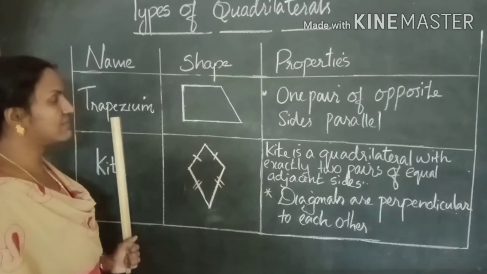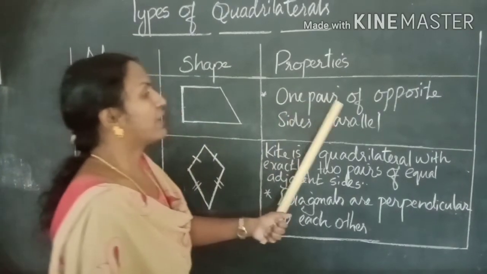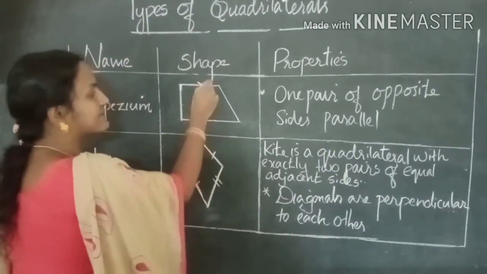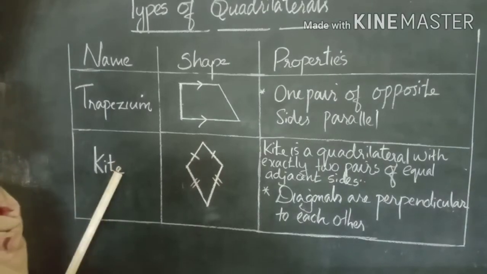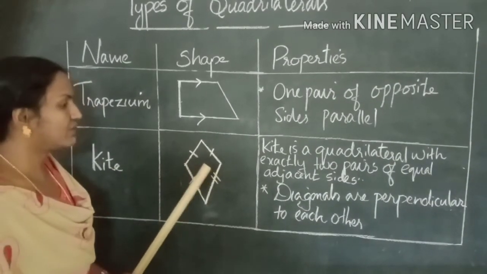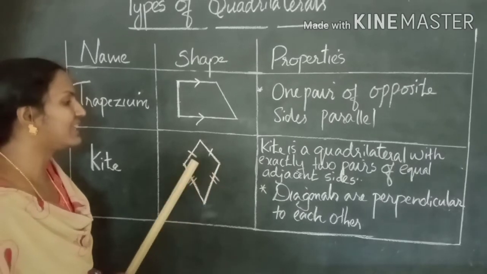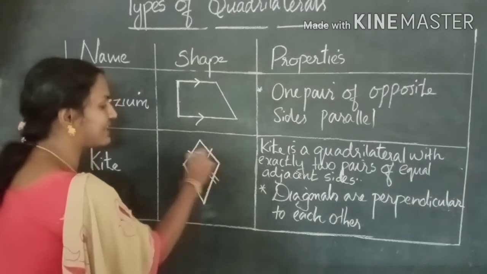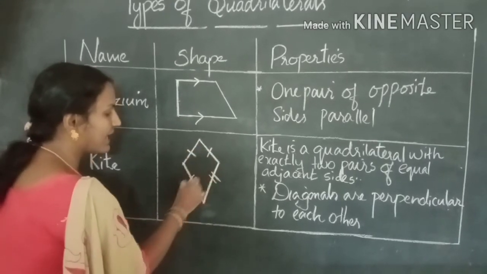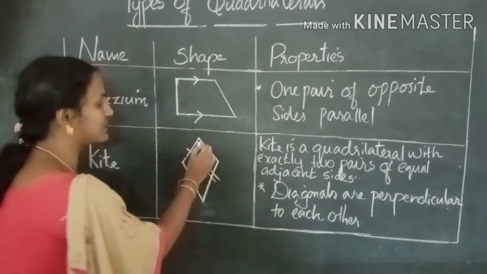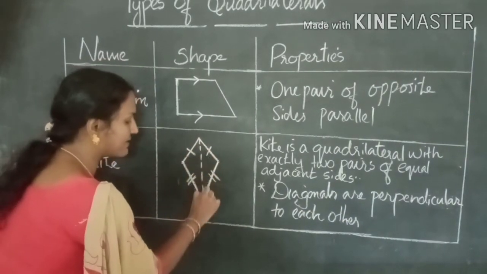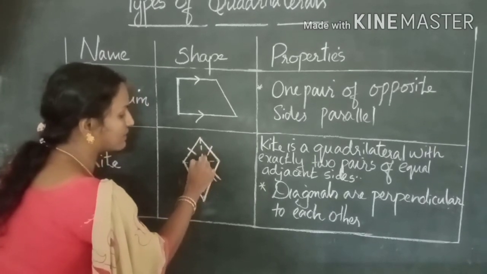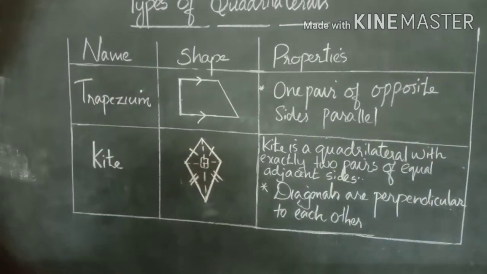Next one, trapezium. One pair of opposite sides is parallel. Next one, kite. It is a quadrilateral with exactly two pairs of equal adjacent sides. Then the diagonals are perpendicular to each other.